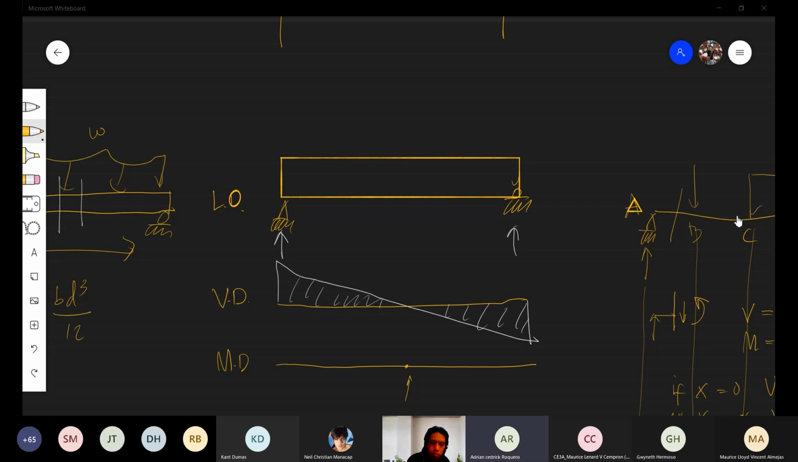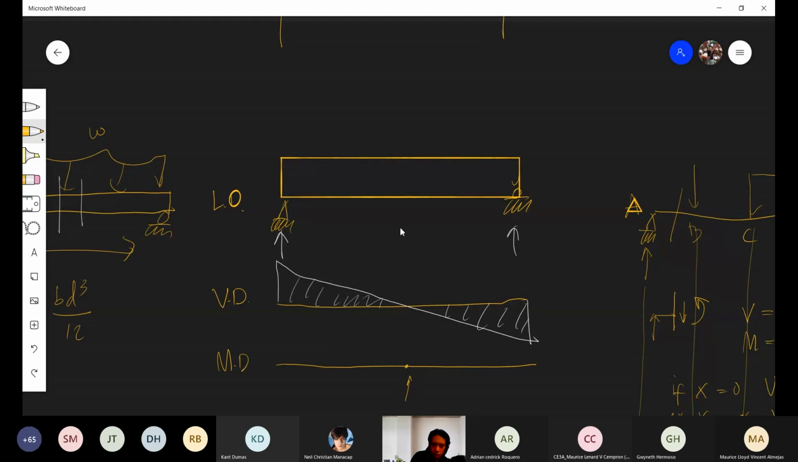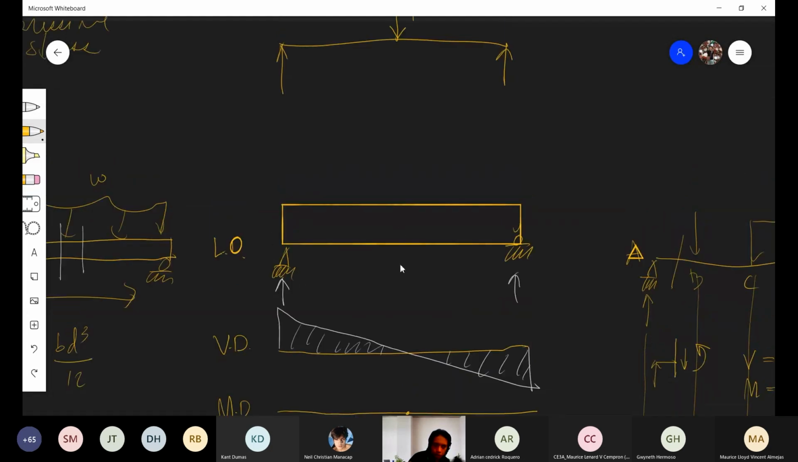Third section, the one that receives the highest shear force. Who's talking? You, Roquero, sir. Okay, Mr. Roquero, can you repeat your answer? Where do you think is the most vulnerable section with respect to shear failure? Which section, sir, horizontal shear?